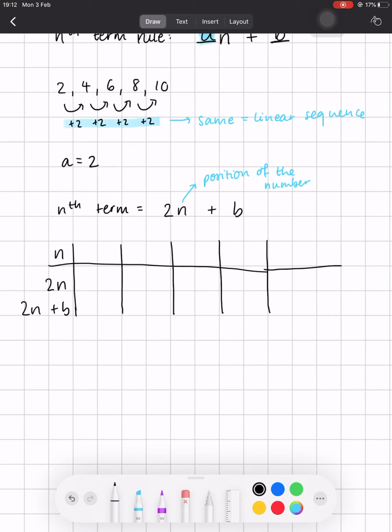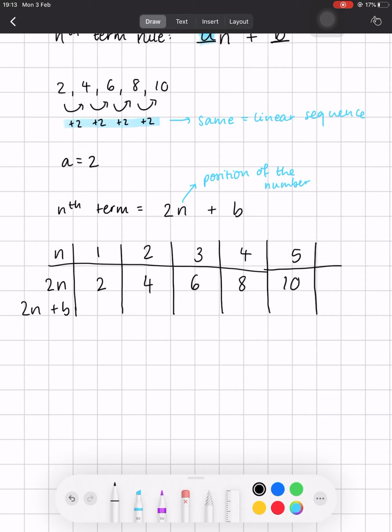So in our first position we have a 2. In our first position n is 1. So 2 times n, which is 1, so 2 times 1 gives us 2. Then we have the second and the third and the fourth and so on, like that. So 2 times 2 now would be 4. 2 times 3 is 6. 2 times 4 is 8. 2 times 5 is 10.